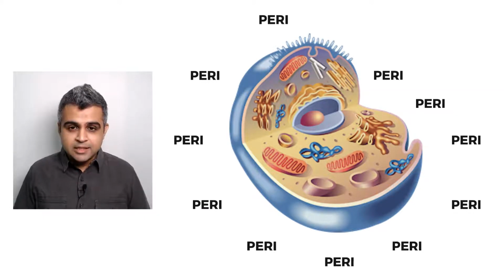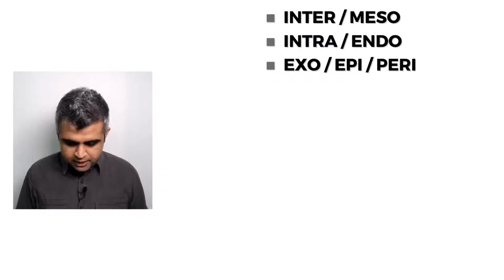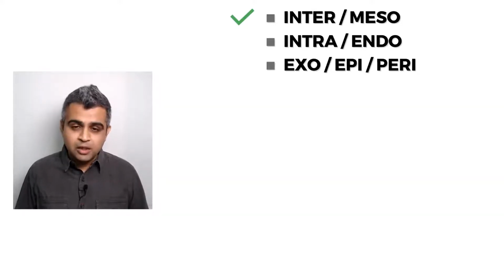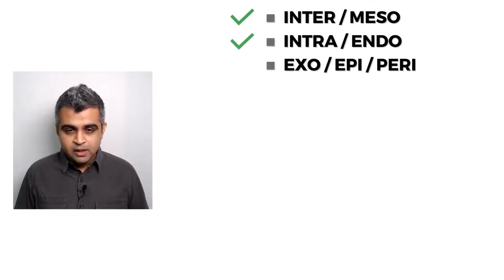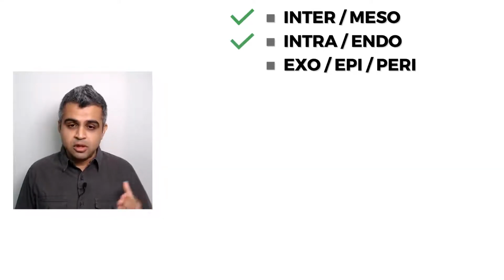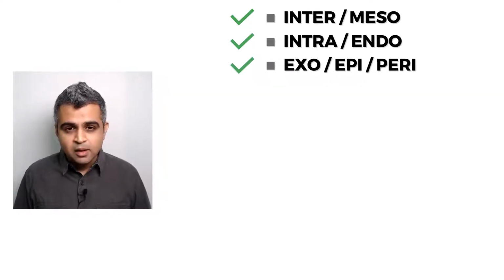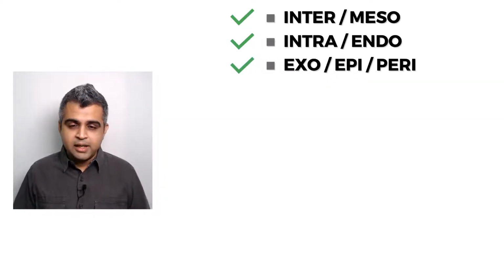So the words exo, epi, peri, extra, all of them mean outside. The word extra or exo simply means anywhere on the outside. The word epi means outside but above something, and the word peri means outside and surrounding something. So I hope that these 3 words are now clear to everybody. Inter or meso means in between. Intra or endo is going to mean inside or within. Exo, epi, peri, extra is going to be outside, where exo or extra simply means outside, whereas epi means outside and above and peri means outside and surrounding. So are these 3 words clear with everybody?